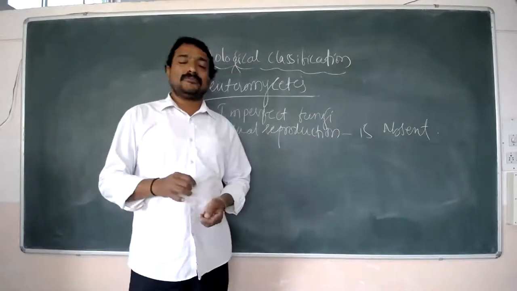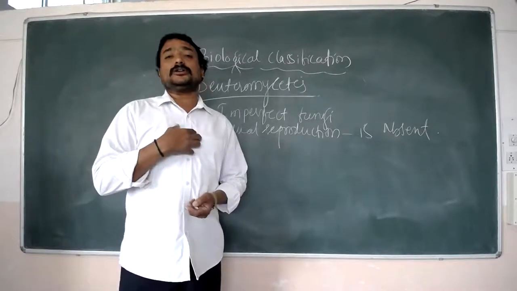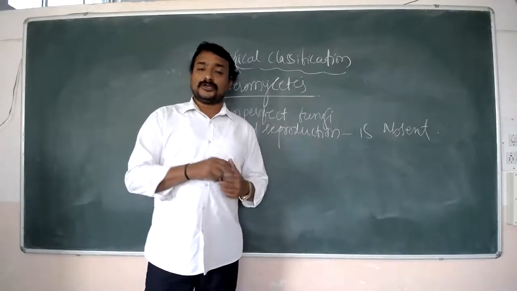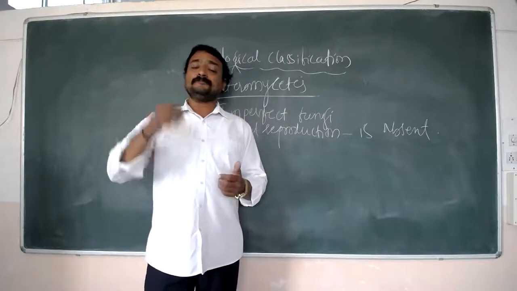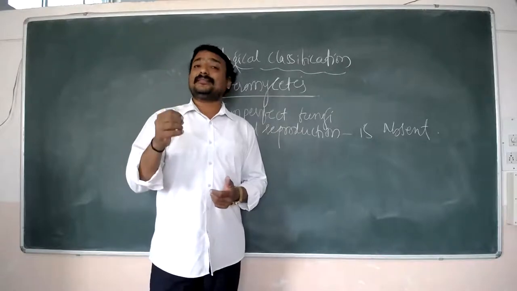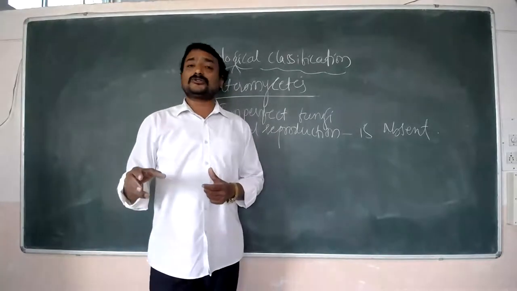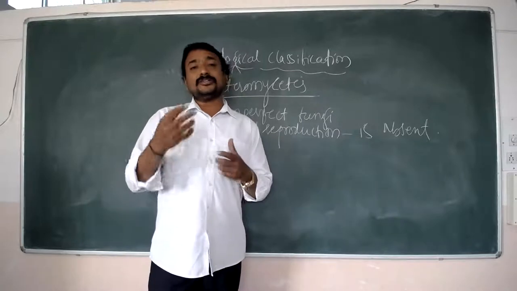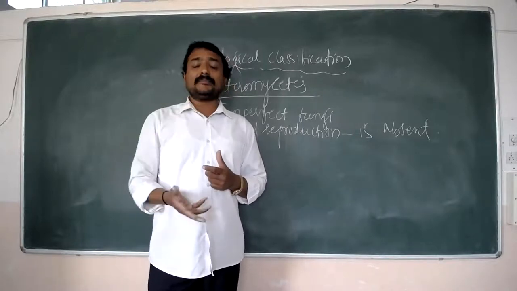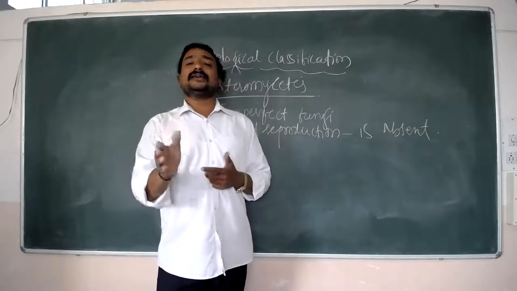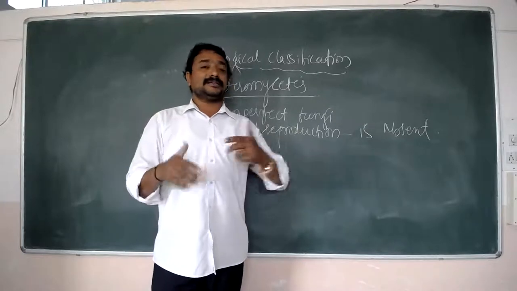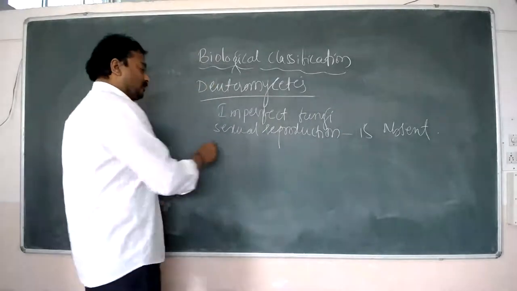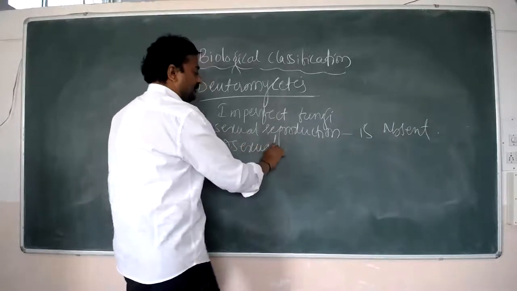In Phycomycetes, Ascomycetes and Basidiomycetes, we can see sexual reproduction as well as asexual reproduction. So they obey all the characteristic features of those groups. But if any member is found without a sexual method of reproduction, then it is kept in Deuteromycetes. If later, during investigation or examination, they find sexual reproduction, they take the member out of the Deuteromycetes and keep it in either Phycomycetes, Ascomycetes or Basidiomycetes. Here asexual reproduction is common, which takes place by conidia.